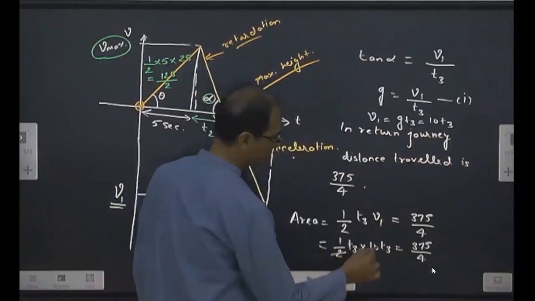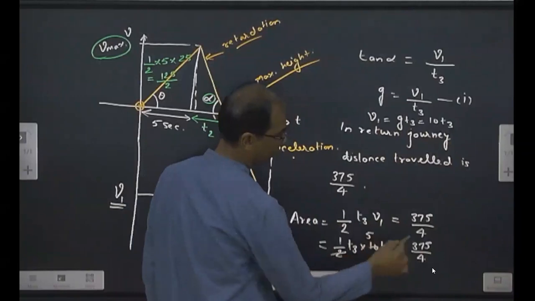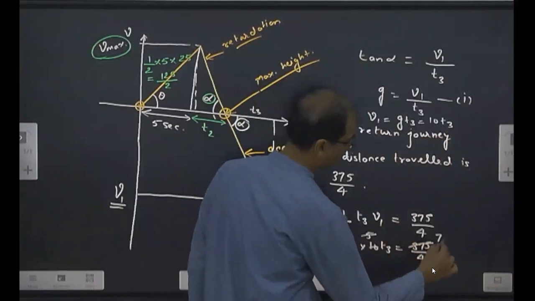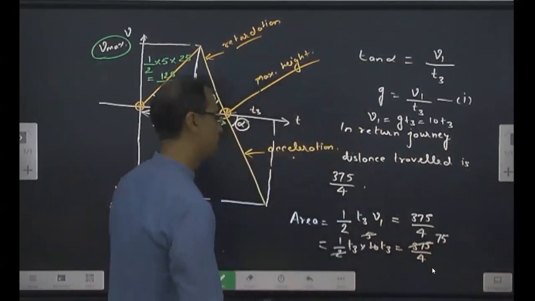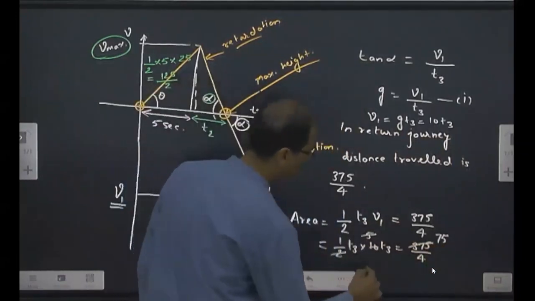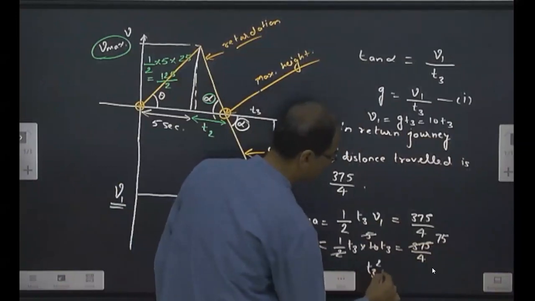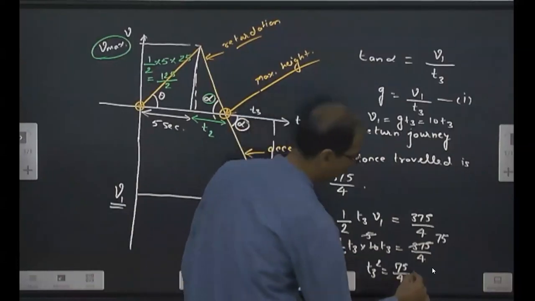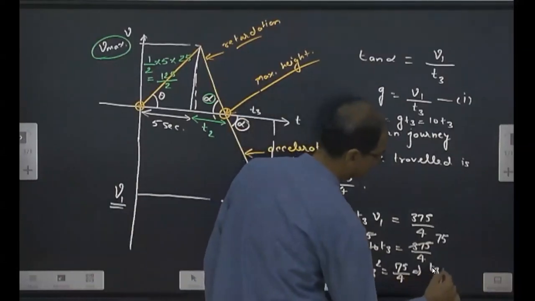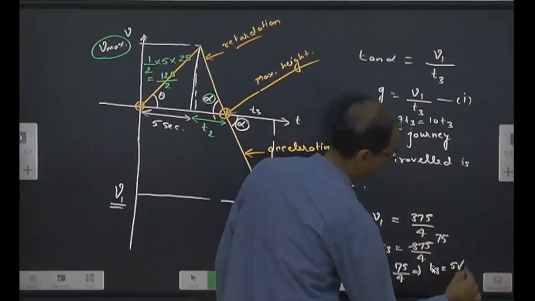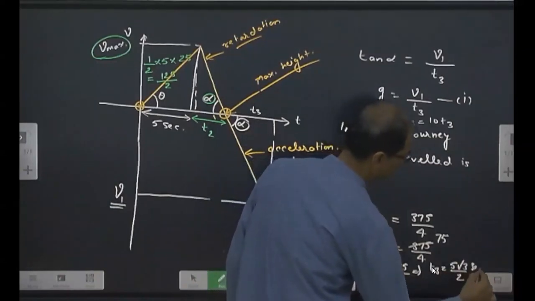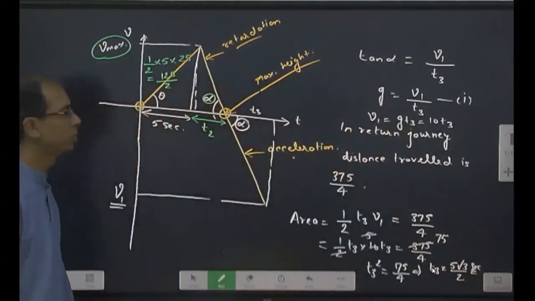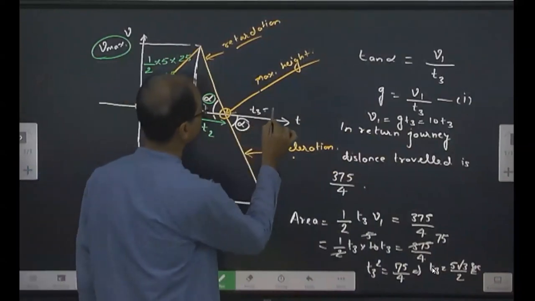Two fives, and with five I can do five sevens, five fives, I think. Yes. So I got T3 square equal to 75 by 4. So T3 equals 5 root 3 by 2 seconds. So this is 5 root 3 by 2.